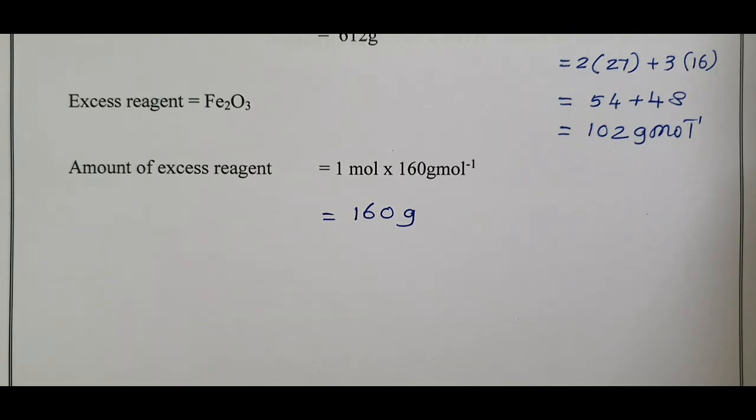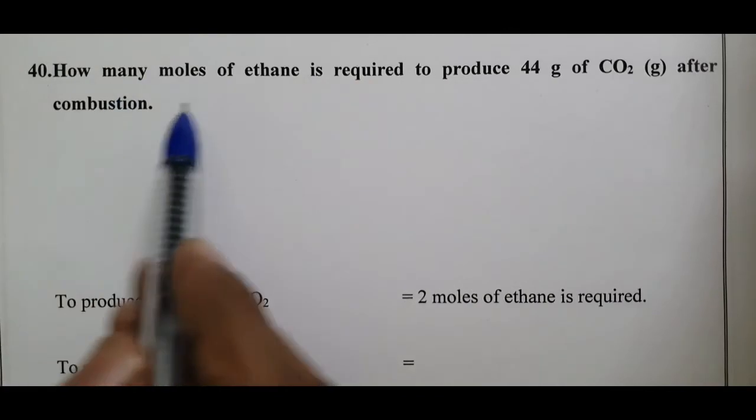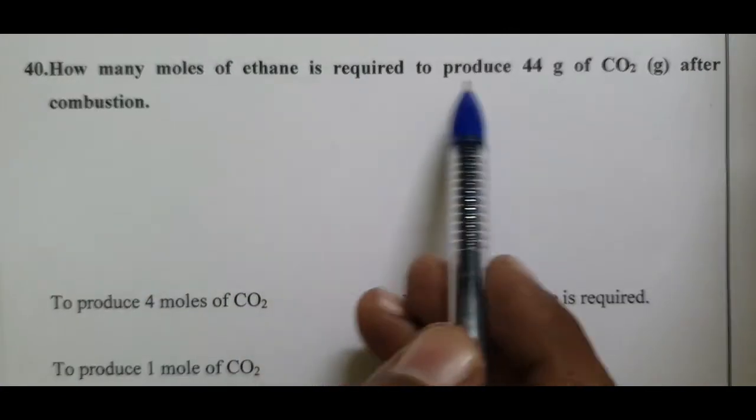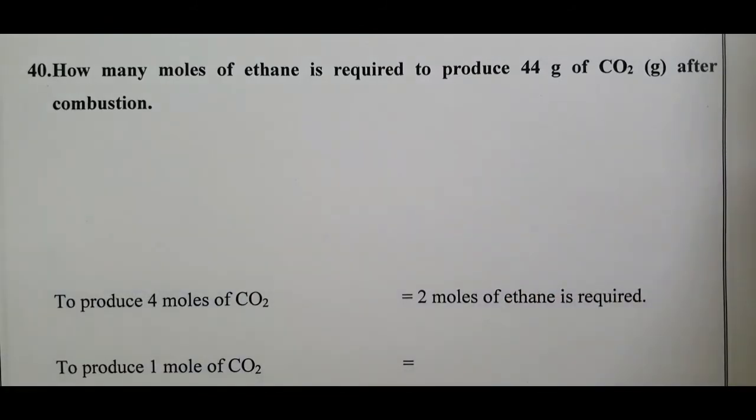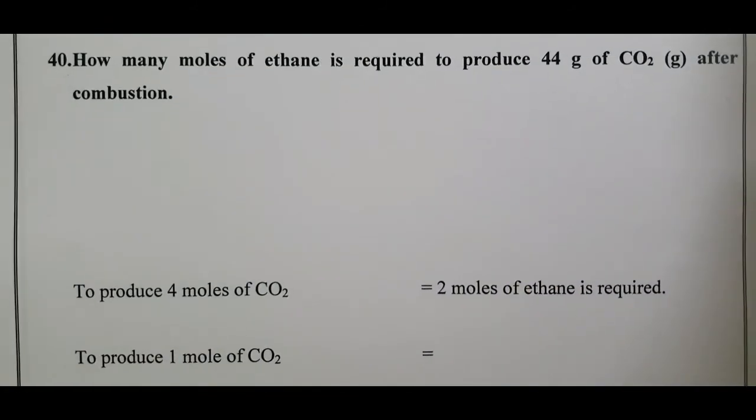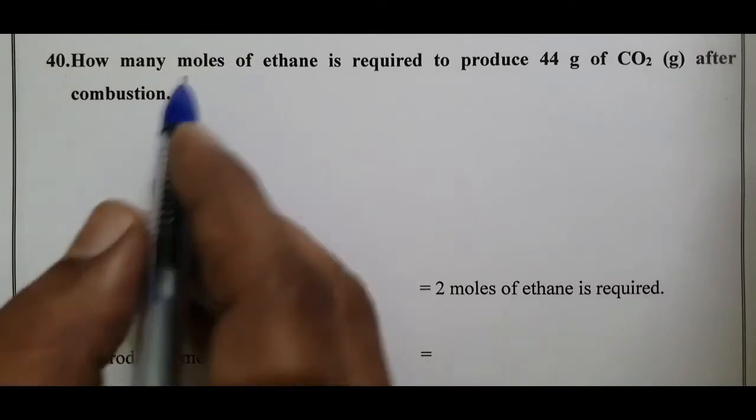Now, come to question number 40. How many moles of ethane is required to produce 44 gram of carbon dioxide after combustion? Combustion is a burning reaction. First write the equation.